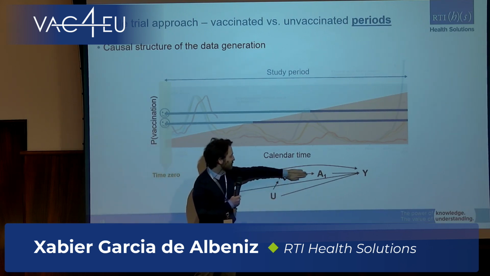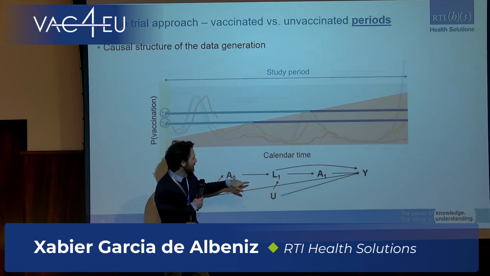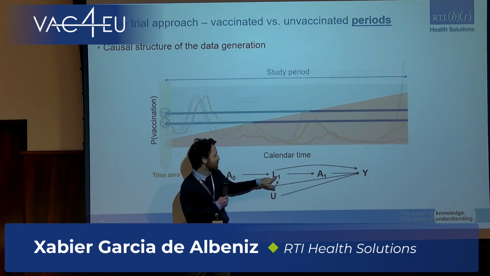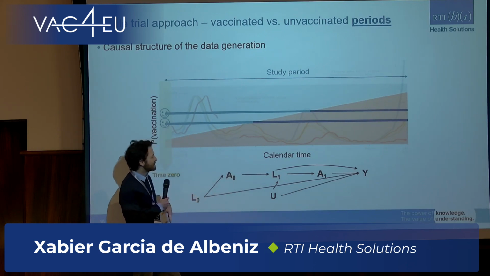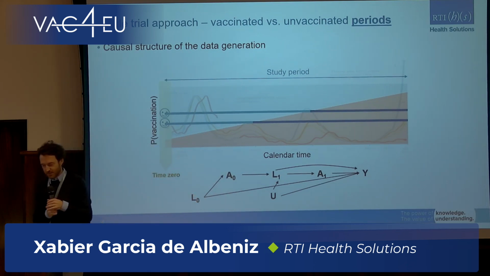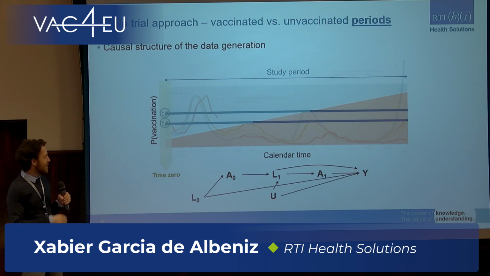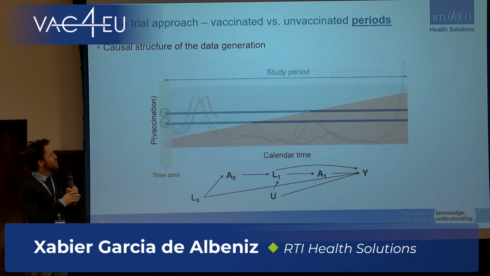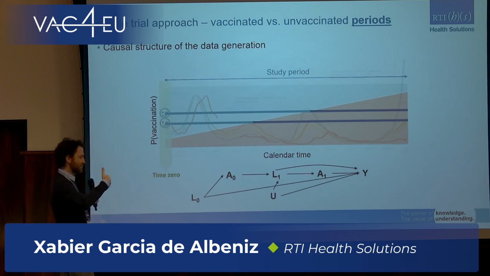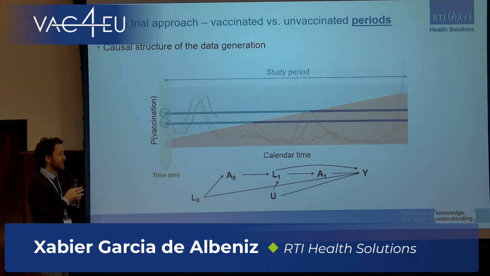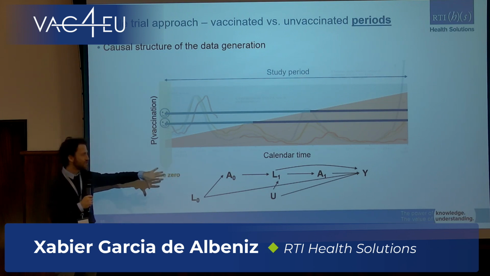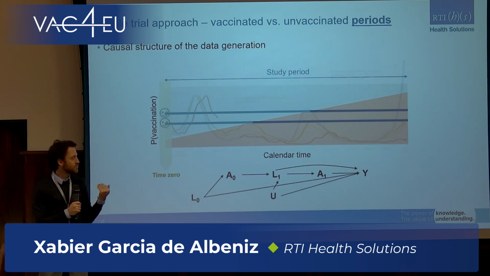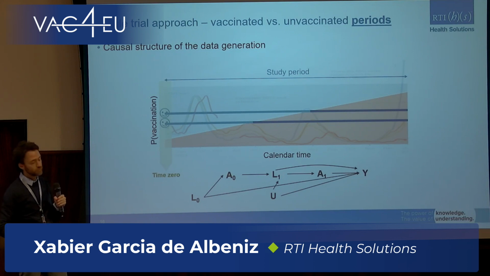By getting rid of this arrow, this is not a confounder anymore. And this is not a confounder anymore. So my point is that data management is easier when you treat your exposure as a time-varying exposure because you don't have to create a sequence of trials, but your causal structure is different, and you need to know that, and you need to use appropriate methods to deal with that.